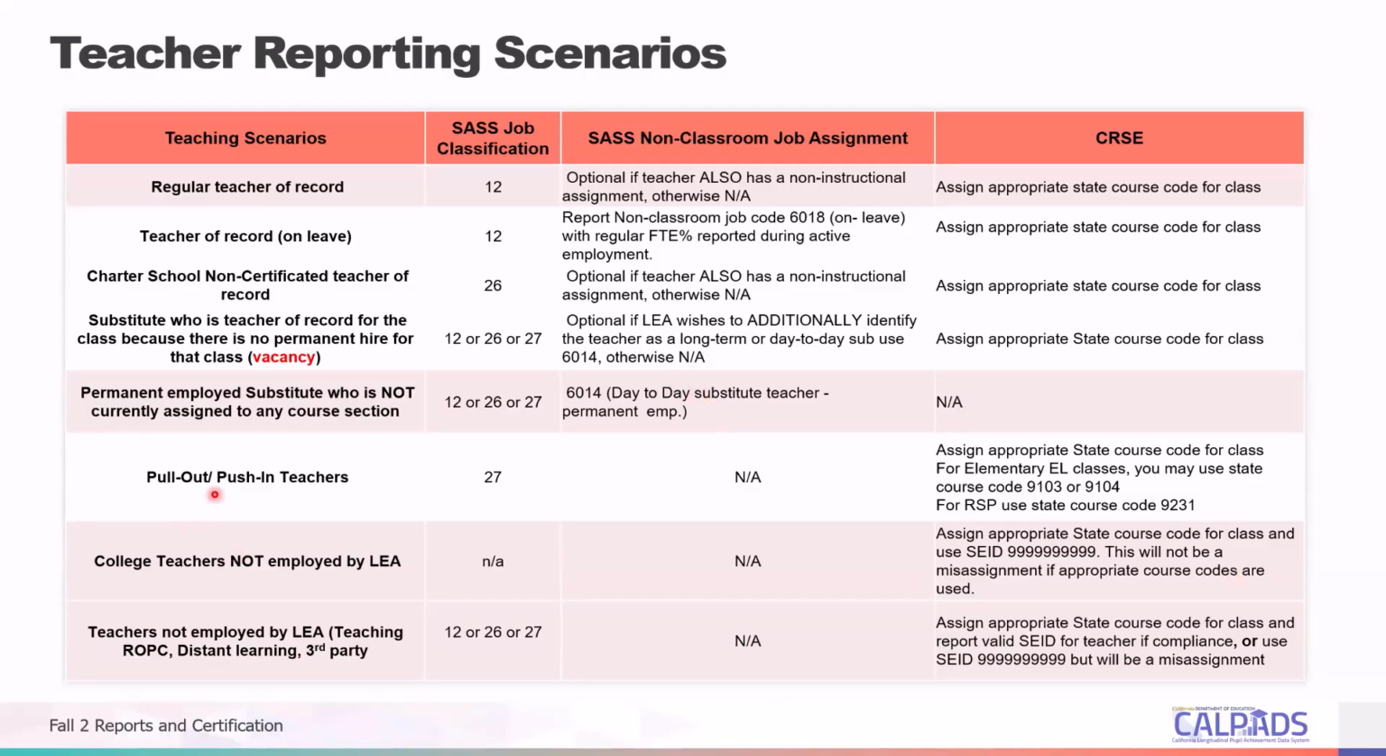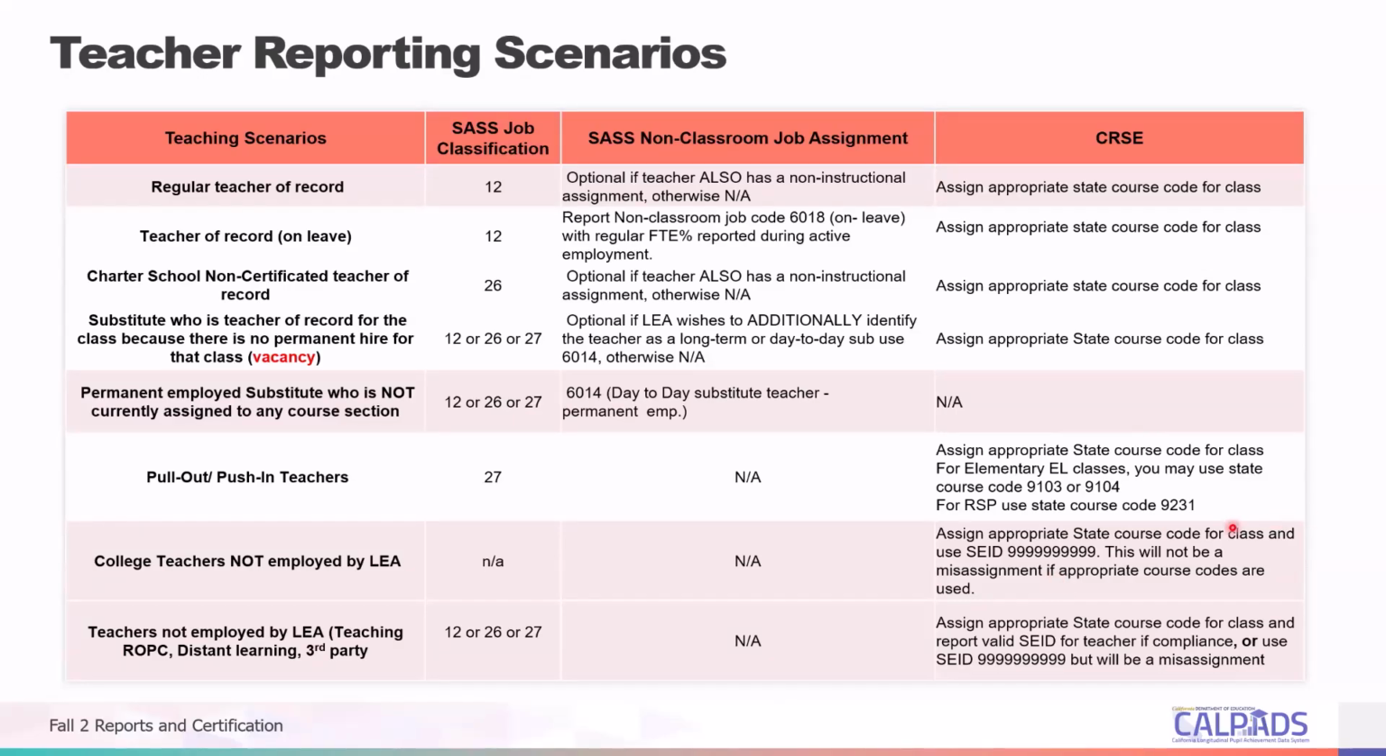Then we have pull-out push-in teachers such as band instructors, PE teachers, EL specialists, RSP, special education teachers, who may be assigned to multiple classes or multiple sites. So this teacher should be assigned to the appropriate classes that they are expected to teach. However, submitting student rosters for those classes is optional depending on the program structure. It gives you the flexibility of reporting the teacher but not rostering those students.